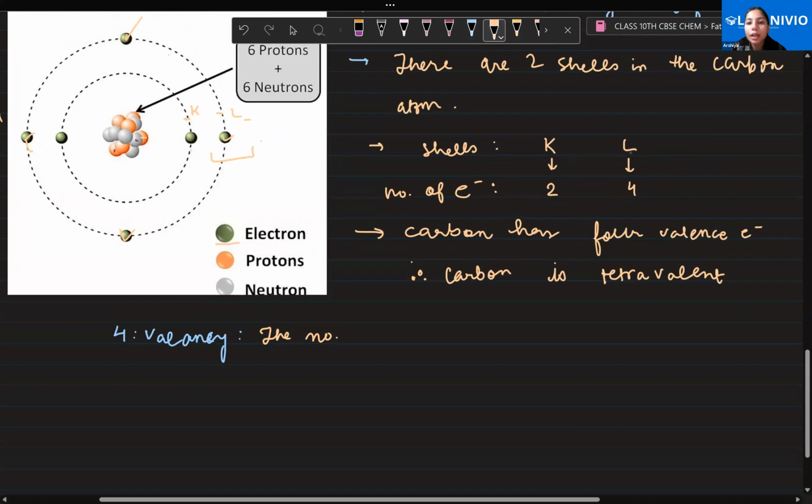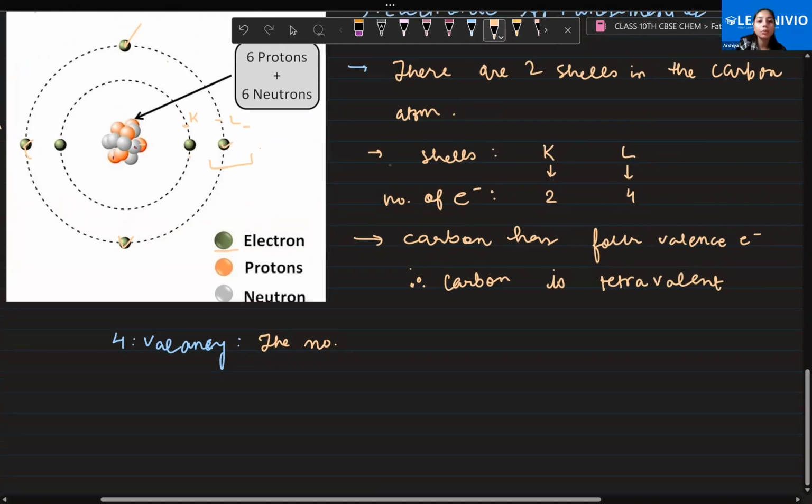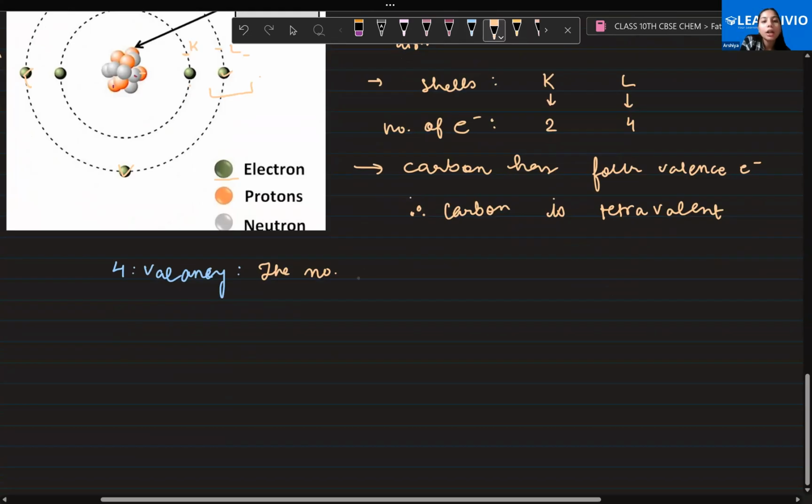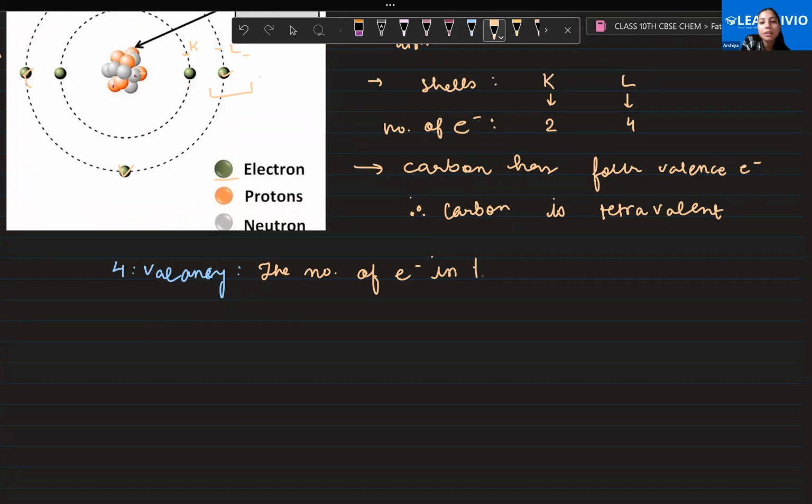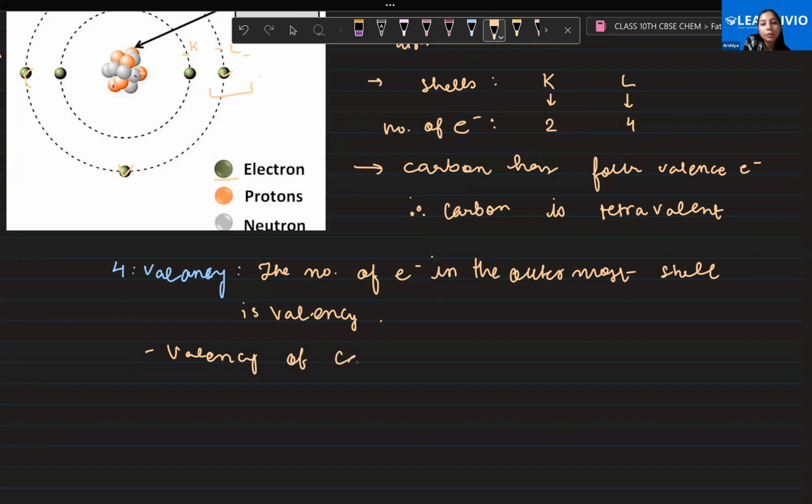I think I've already included that. Okay, let's make it. Also, the number of electrons in the outermost shell is valency. And the valency of carbon is 4. So the valency of carbon is 4.